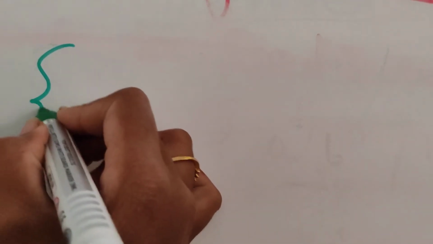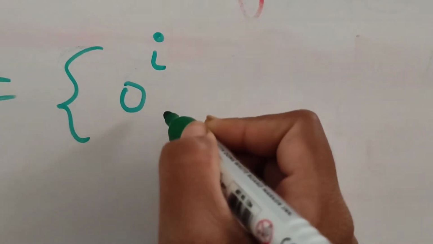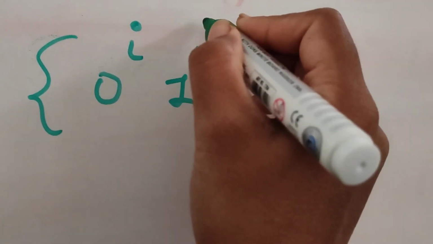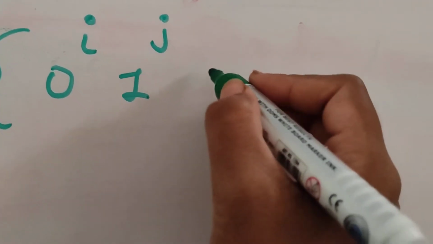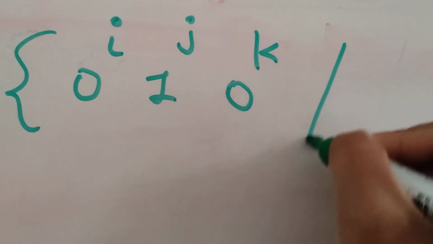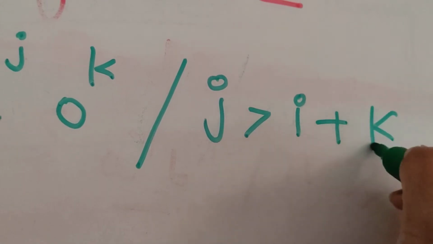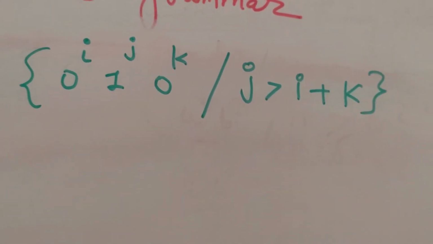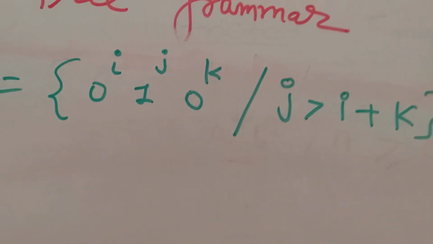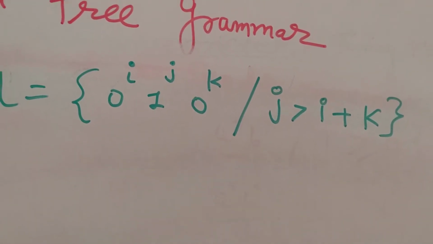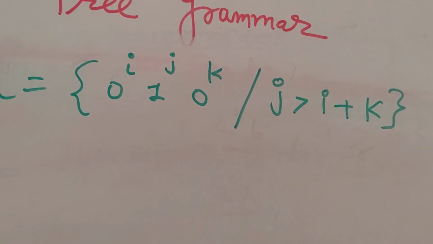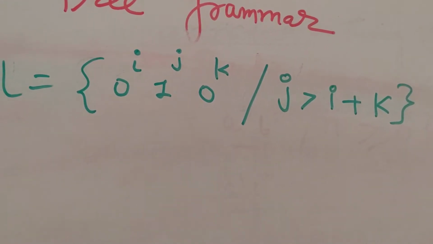Here the next example which we are taking is language L, where 0 raised to i, 1 raised to j and 0 raised to k, where j is greater than i plus k. So our language contains 0's, 1's and 0's, where the occurrence of 1's is always greater than the occurrence of 0's, right?